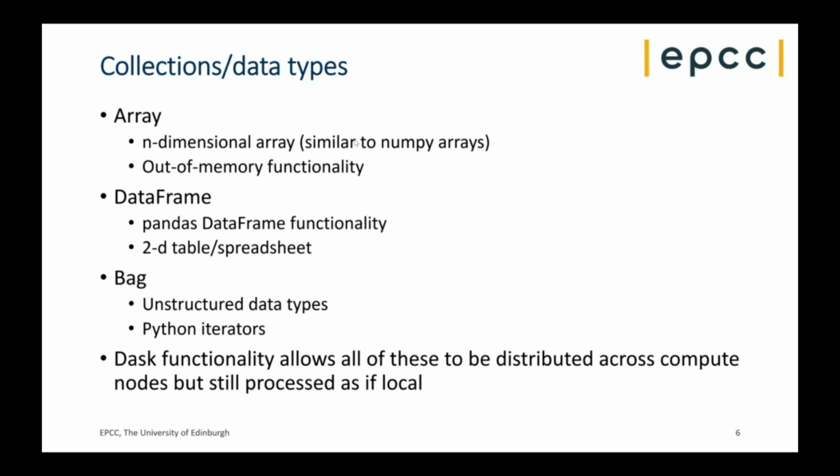Data frame is very similar, but it does that for Pandas data frame functionality. A Pandas data frame is very much like a 2D table or a spreadsheet with a lot of functions built on top of that. And Dask provides its own version of a data frame to do parallelism across that. And then there's a more general data type called a bag, where you can do that with things that are not NumPy arrays or Pandas data frames, but more general bits of data.